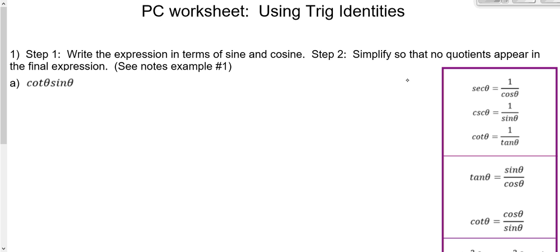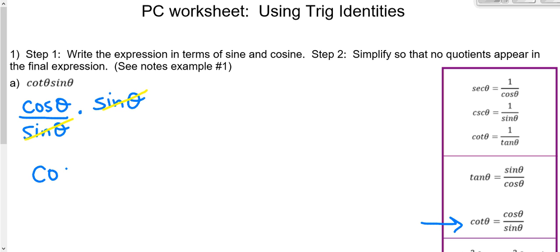Number 1, write the expression in terms of sine and cosine, and then simplify so that no quotients appear in the final expression. We have cotangent theta times sine theta. So let's change cotangent theta and write it as cosine theta over sine theta. And that is being multiplied by sine theta. So notice that we have a sine theta on the top and the bottom, so we can cancel those. And all we have left is cosine theta. So there is our simplified expression.